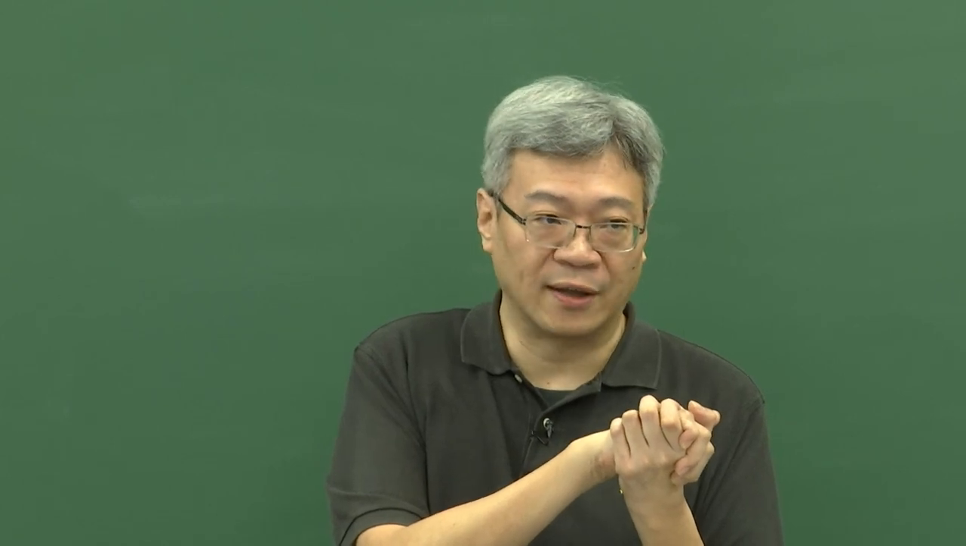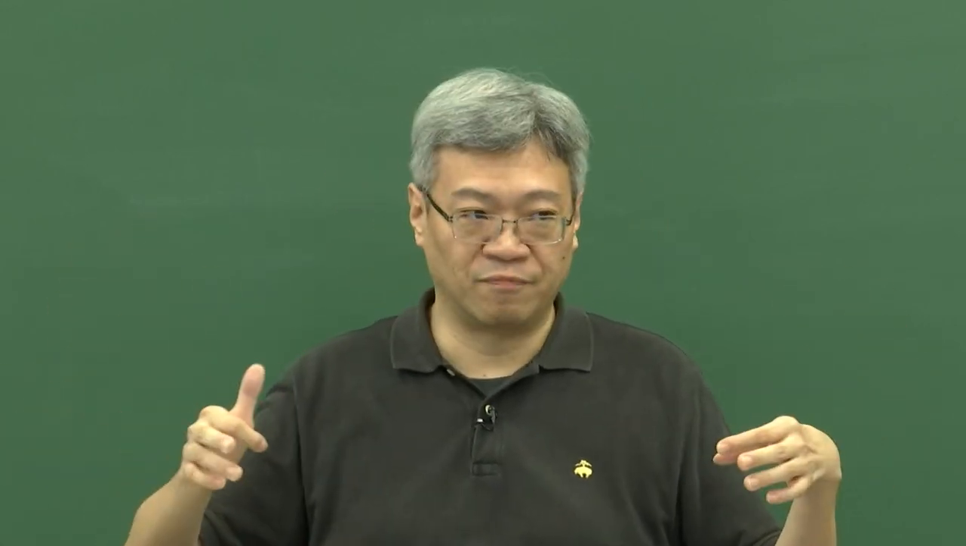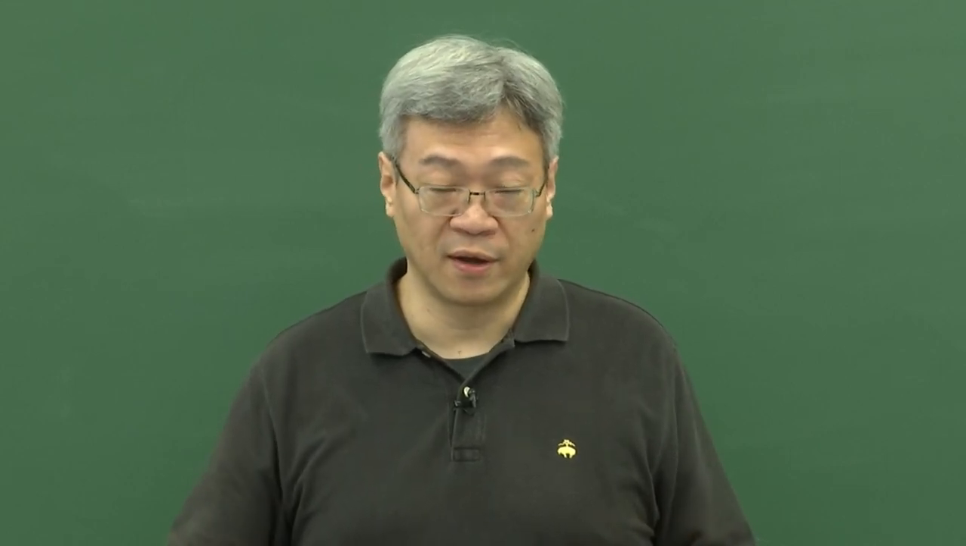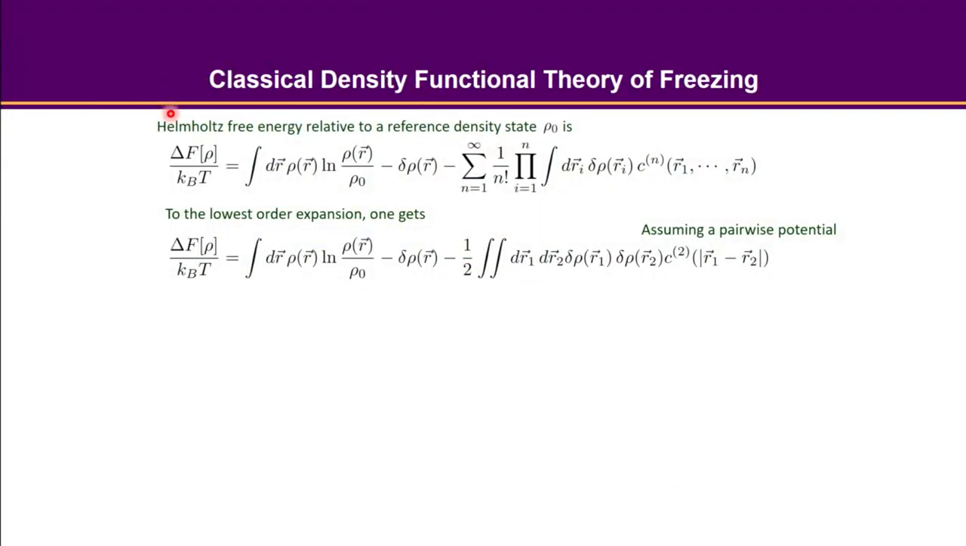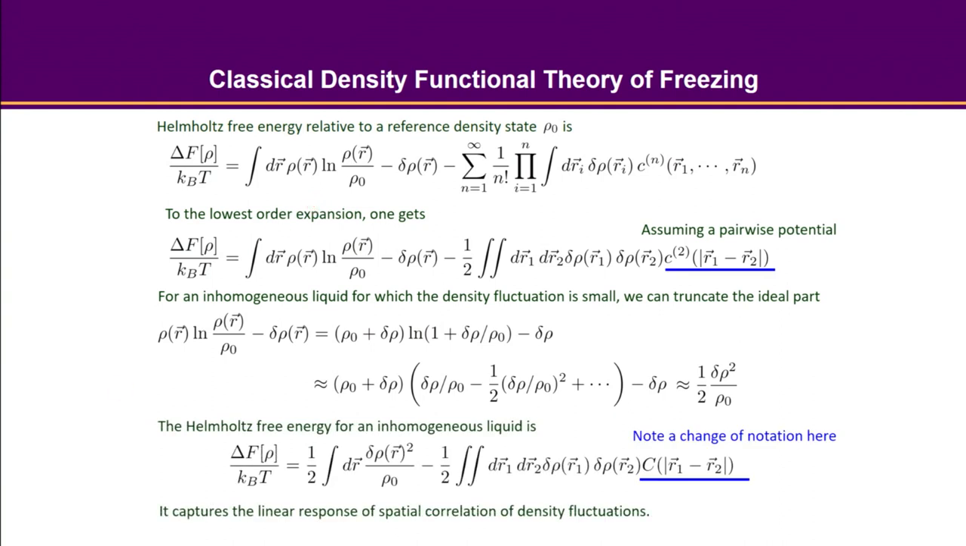If we take a very simple approximation, saying that the solid itself is an inhomogeneous liquid, it's like a liquid but with a certain perturbation, and that perturbation has a certain structure. So we consider the limit where the solid is a perturbed liquid, so the amplitude of the variation is not that large. By taking that assumption, you can truncate this free energy functional. In the end, we see that you can retain only the quadratic terms, right?